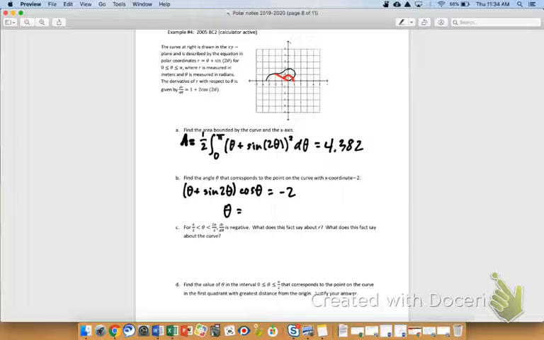Wait, how do you put it back in? So when you're in rectangular form, the input isn't theta, it's x. The way I would read this is input plus sine of 2 input times cosine of input equals negative 2. And I don't care if the input's a theta or an x or a t or a y or a z or whatever you want to call it. I know in the end it's really a theta, but your calculator doesn't know, and your calculator doesn't care. It's just going to solve that equation.